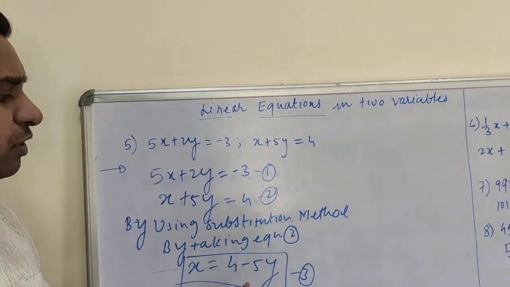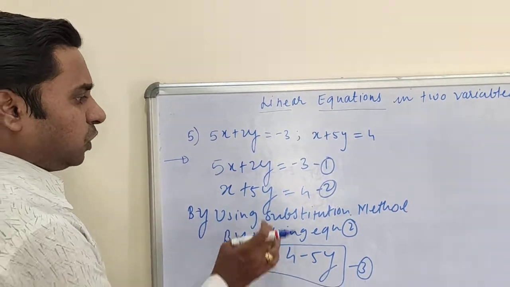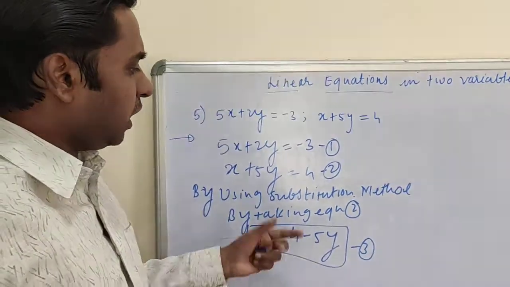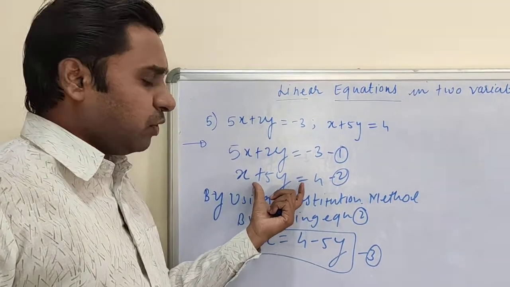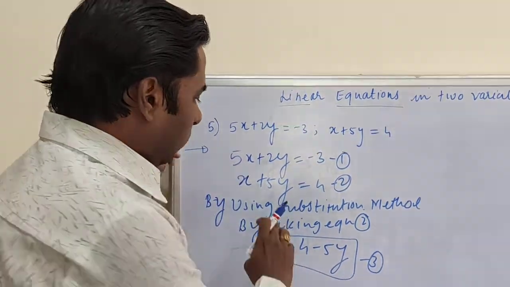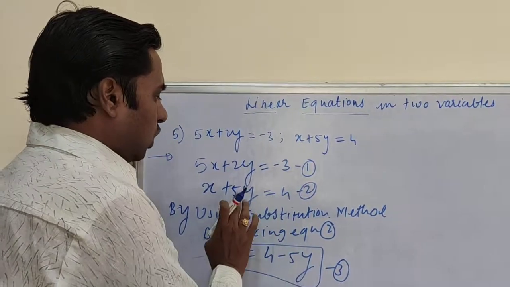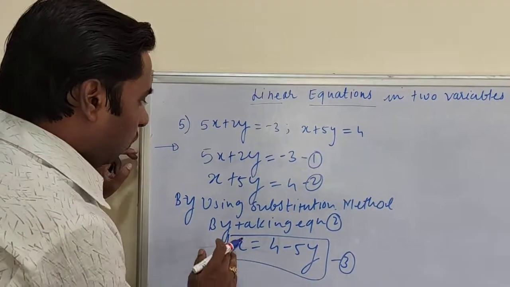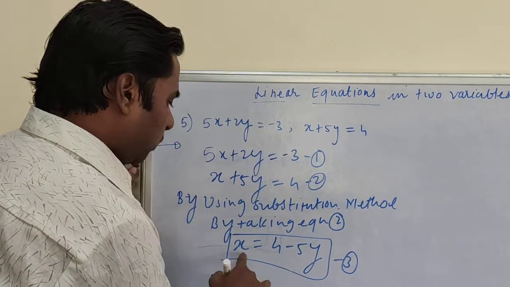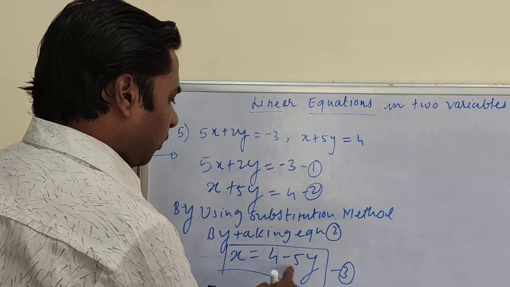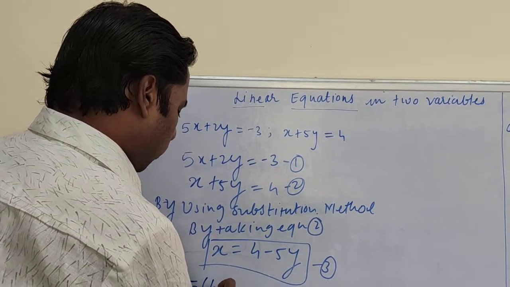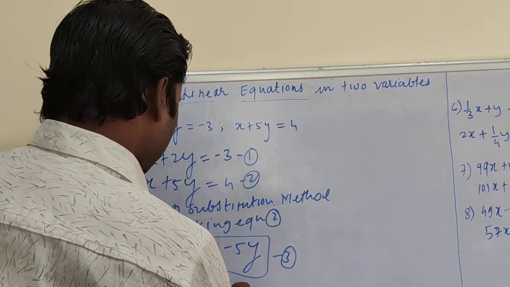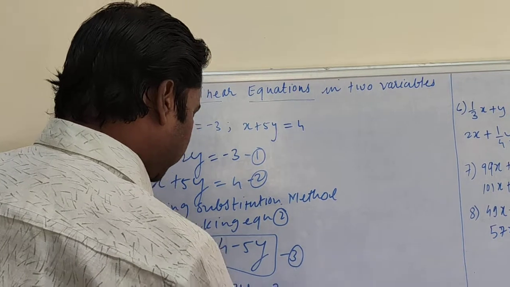Now this value of equation 3 we can substitute in equation 1. Why? Because this equation 3 is made up from equation 2. It is formed from this equation. So obviously we have to substitute this value in equation 1. So 5 into, instead of x, now we are going to substitute this value 4 minus 5y, plus 2y is equals to minus 3.